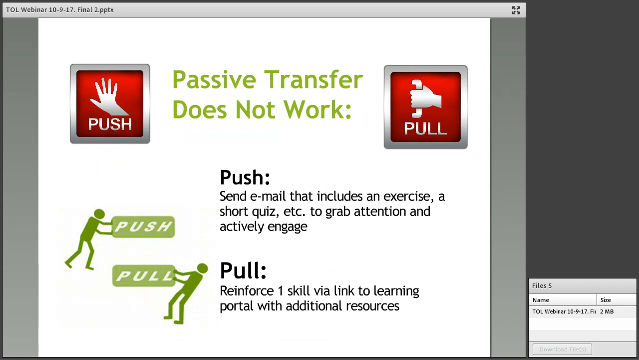Mary talked about sending emails and boosters and those kinds of things. We're talking about push and pull to reinforce the transfer of learning. So sending an email that includes an exercise, a quiz, something to grab your staff's attention, that would be a push. Reinforcing a skill via a link to learning resources is a pull. So finding ways to get this information out to staff so that they're feeling constantly supported and reminded, so that the forgetting curve gets lessened, reduced.